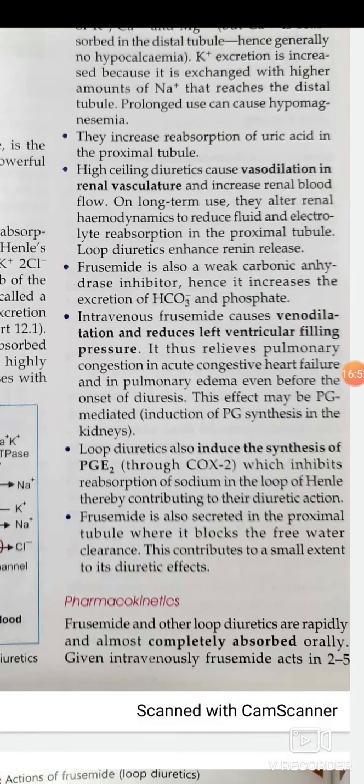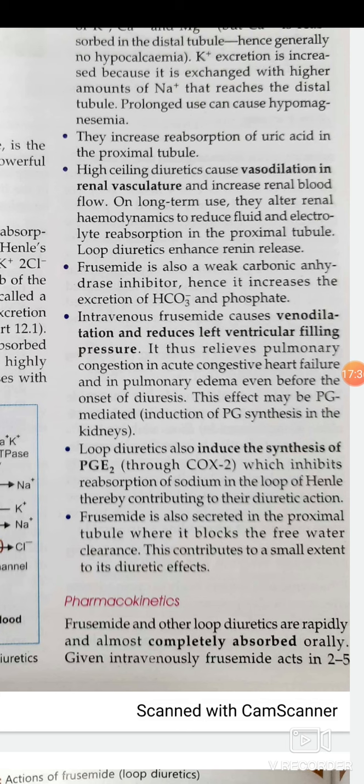The next section is loop diuretics also induce the synthesis of prostaglandin E2, which inhibits reabsorption of sodium in the loop of Henle and thereby also contributes to the diuretic action. See, still diuretic action is stimulated by this another mechanism. Which mechanism? So this furosemide stimulates the synthesis of particularly prostaglandin E2, and that prostaglandin E2 is also responsible for the inhibition of reabsorption again. So by that indirect mechanism also it improves the diuresis.